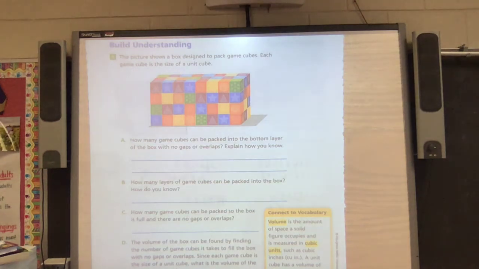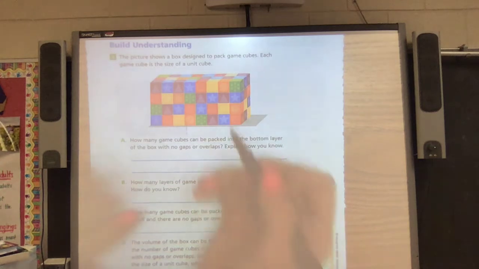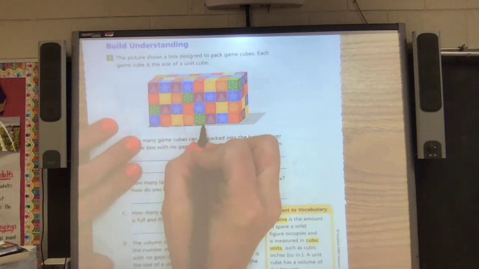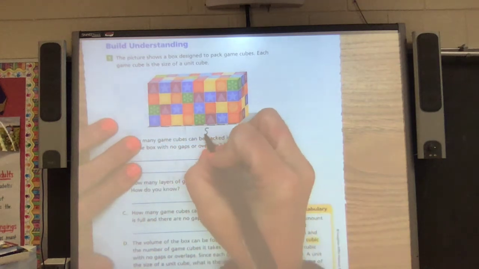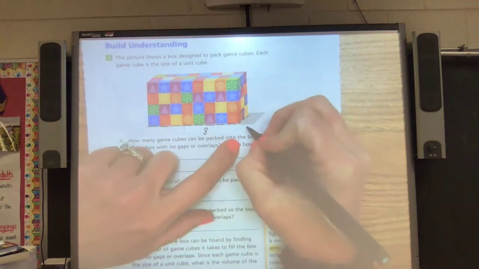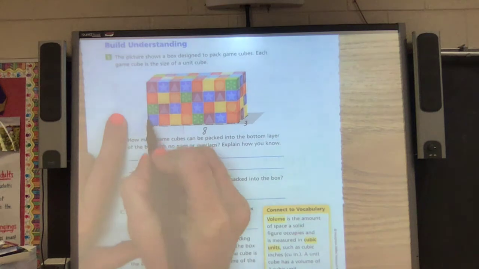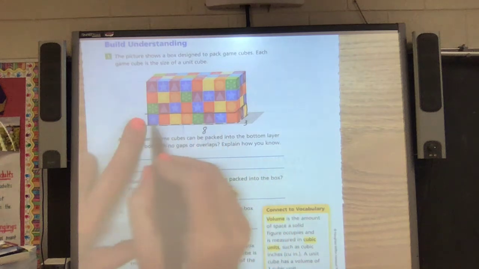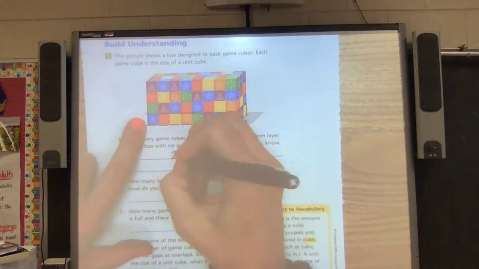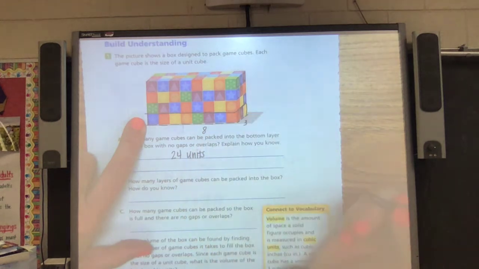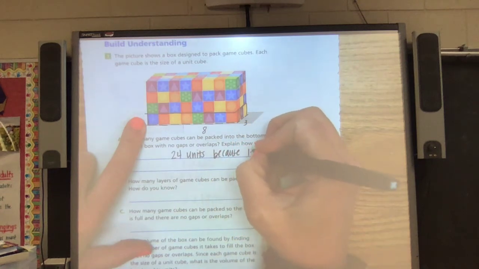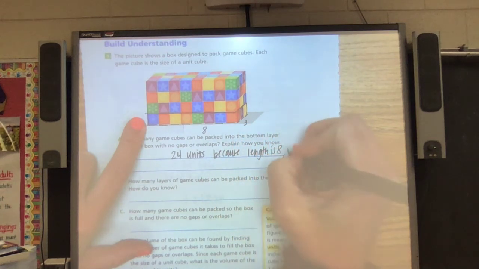So remember, if this is a solid figure, even if we can't see some of those units, we know they're there. So I like to count and see how many we've got. 1, 2, 3, 4, 5, 6, 7, 8 units long, and 1, 2, 3 units wide. So that means my bottom layer, even though I can't see it all, this is a solid figure. So I know it's 8 units long and 3 units wide. So I know that the bottom is 24 units because the length is 8 and the width is 3.